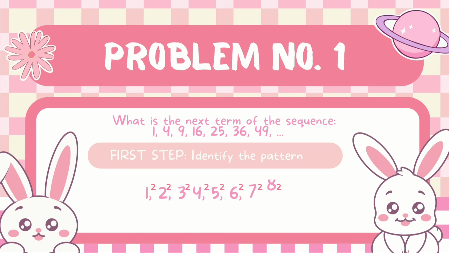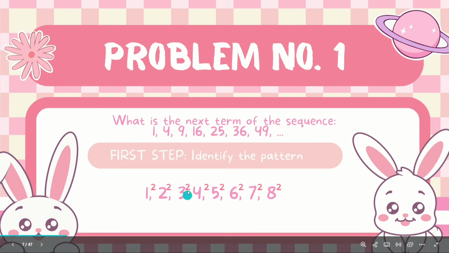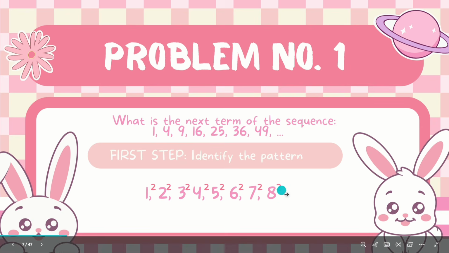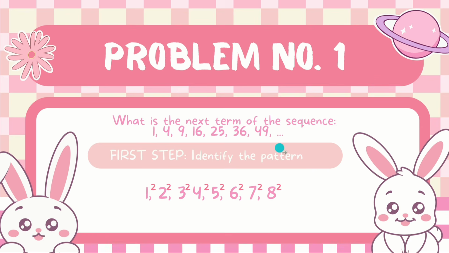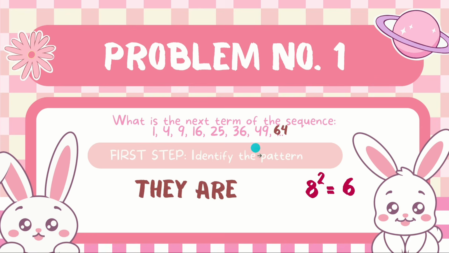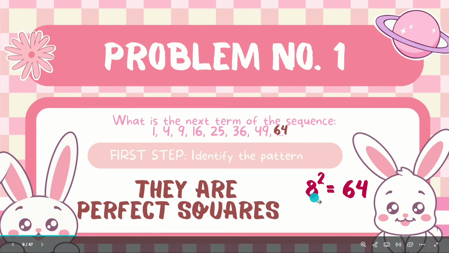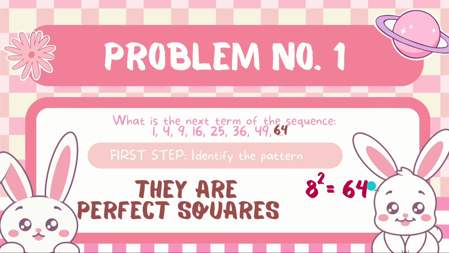Let's try squared. 1 squared is equal to 1, 2 squared is equal to 4, 3 squared is equal to 9, 4 squared is equal to 16, and so on and so forth. And lastly is 8 squared. So our pattern is perfect squares. The next term is 8 squared, which is equivalent to 64. Let's move on to our next problem.